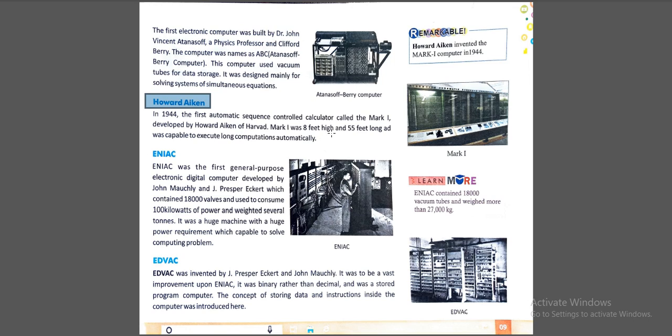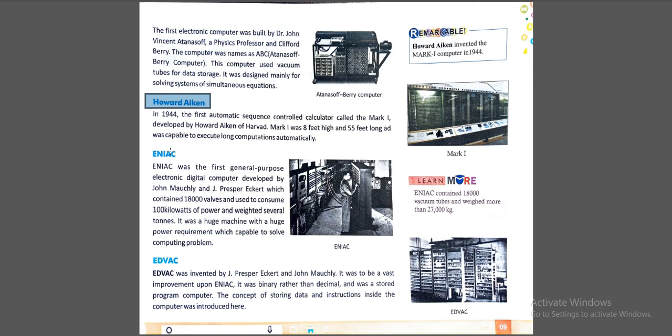Mark I was 8 feet high and 55 feet long, and was capable of executing long computations automatically.